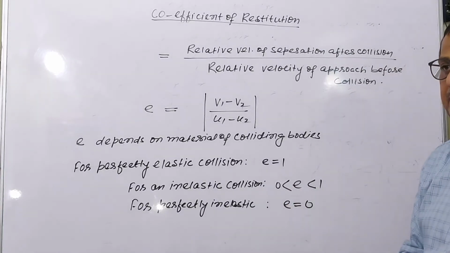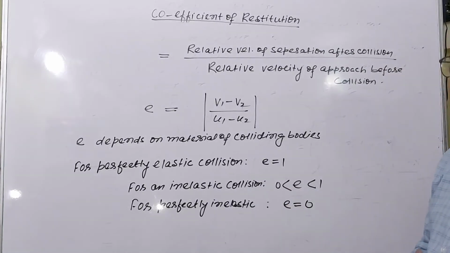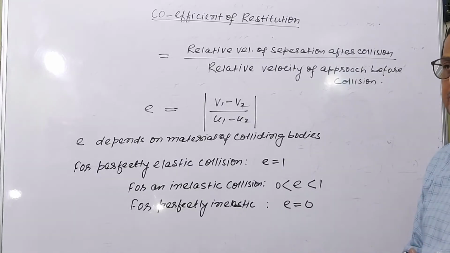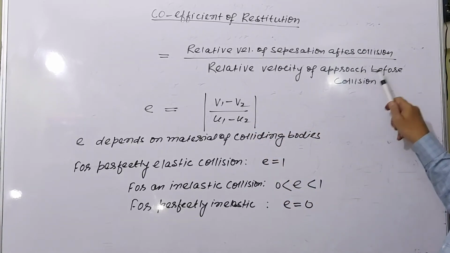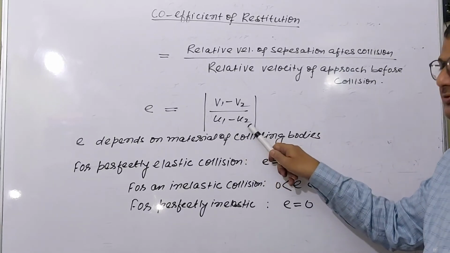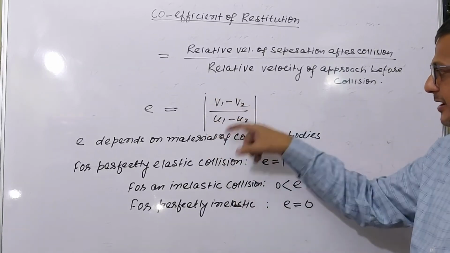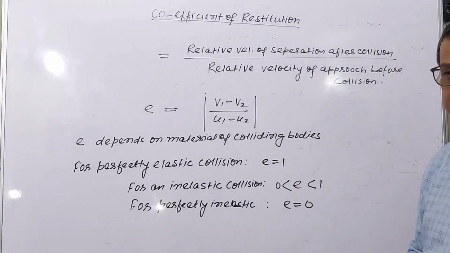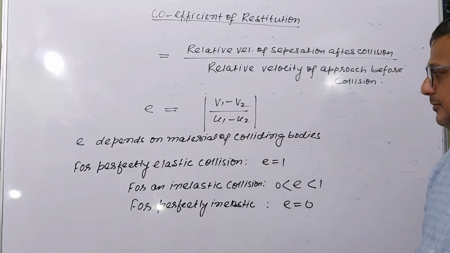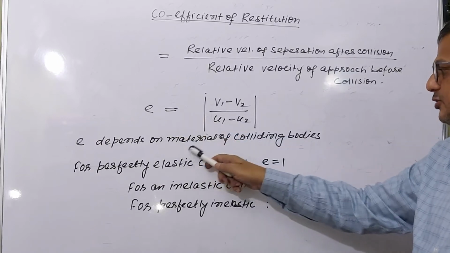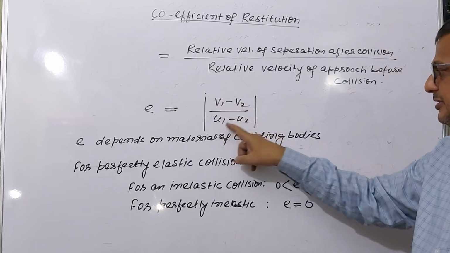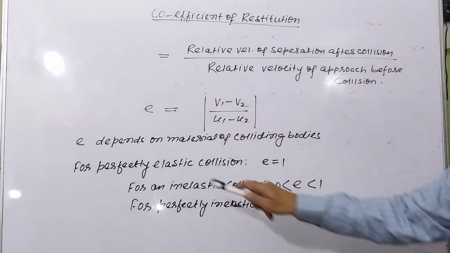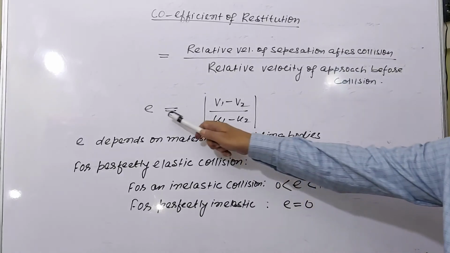When bodies collide, there will be a relative velocity. Relative velocity means, as you know, VAB equals VA minus VB. Similarly, v1 minus v2 is the relative velocity of separation, and u1 minus u2 is the relative velocity of approach before collision. We take the modulus because it may be negative. So e depends on the material of the colliding bodies, and its formula is e equals modulus of v1 minus v2 divided by modulus of u1 minus u2.